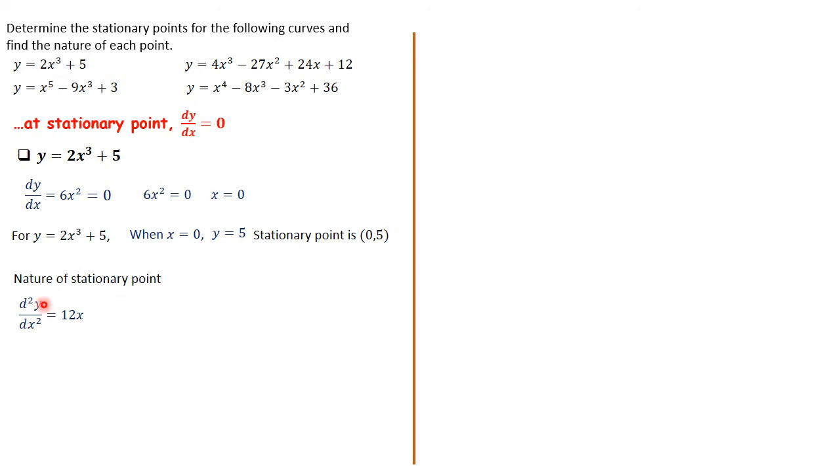Now we're going to test using the second derivative method, where we take the second derivative. We are finding the derivative of 6x squared, which is 12x. Since at that turning point the value of x was 0, we put x to be 0 here, and you're going to have 12 times 0, which is 0. So the second derivative being 0 means it's a point of inflection. That means the stationary point (0, 5) is actually a point of inflection.